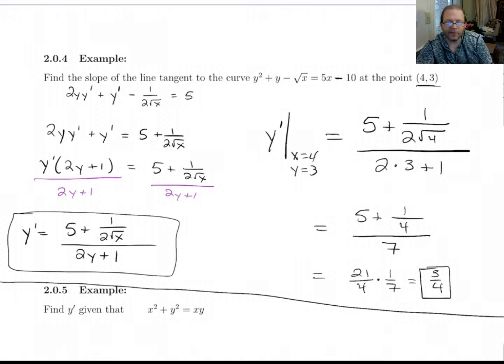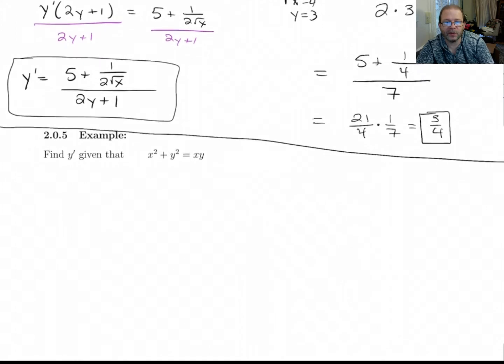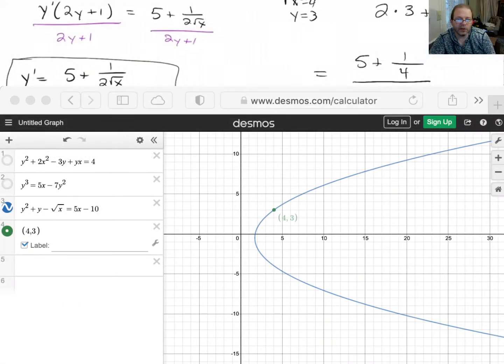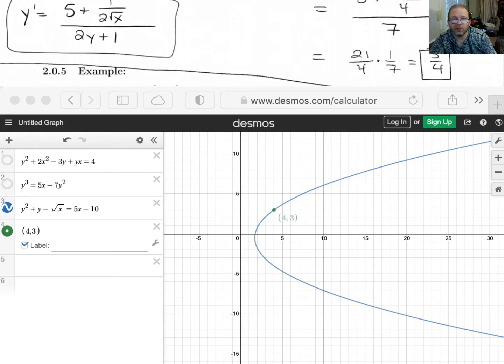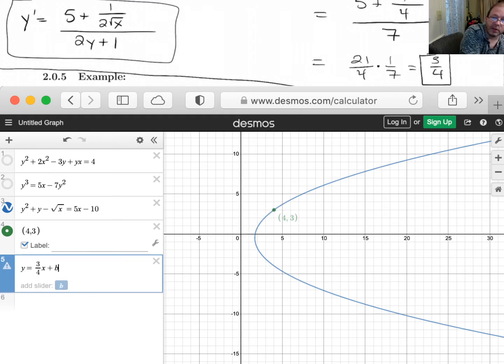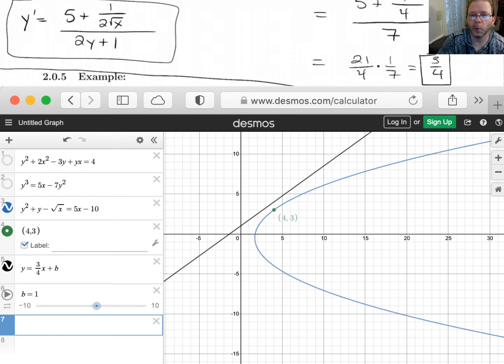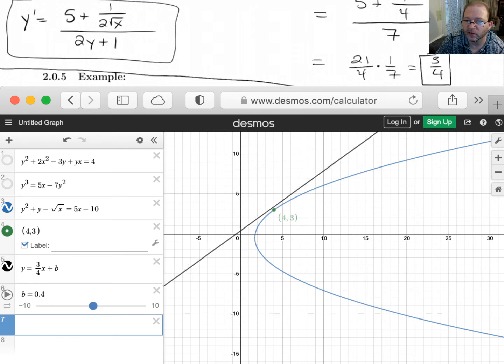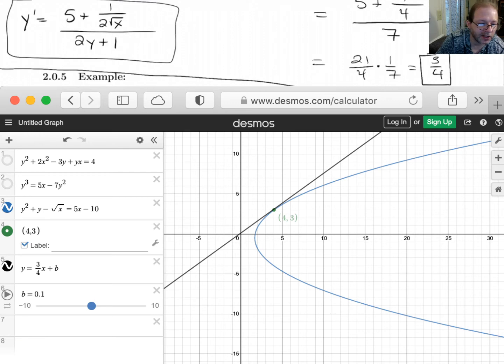Let's double check this the sort of cheap and easy way. I've got the thing graphed on Desmos. So let's just check and see if that's the right slope. I'm going to do this by putting in our slope, which we said was 3/4. I'm just going to put in the line y equals 3/4 x plus b. And instead of working out what b is, not that it would be that hard, let's just adjust this and see if the slope looks right. Yeah, the slope looks dead on for that to be the tangent line there.